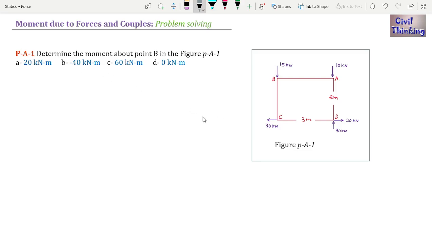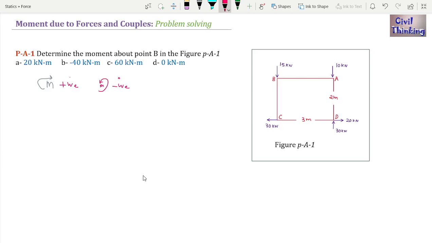Now before solving, we have to make an assumption. Let's assume the clockwise moments to be positive and the anti-clockwise moments to be negative. This is my assumption.